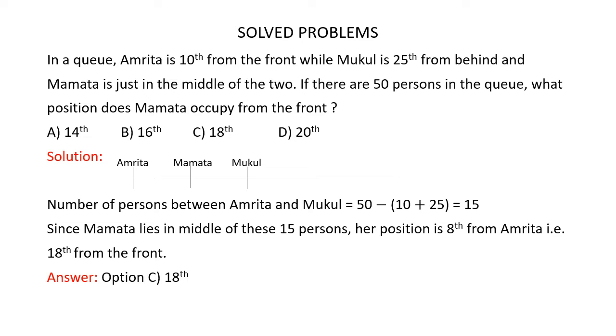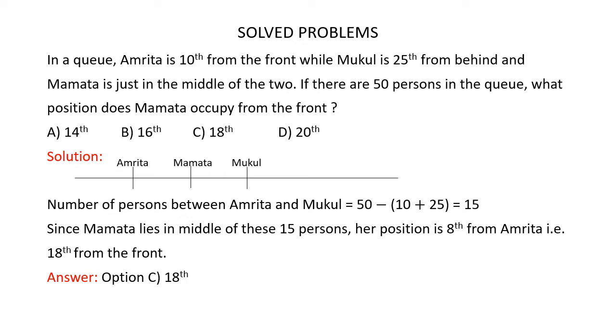Now it's given that in a queue, Amrita is 10th from the front and Mukul is 25th from behind, and Mamta is right in the middle of Amrita and Mukul, and totally there are 50 persons in the queue. So now we know that there are 10 persons in the front since Amrita is 10th from the front, and since Mukul is 25th from behind, we know that there are 25 persons from behind in the queue.